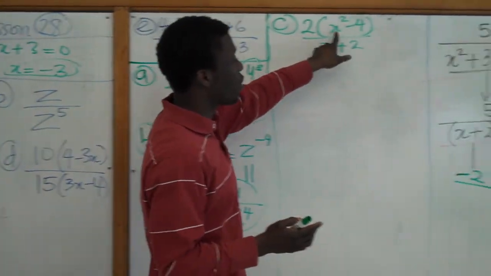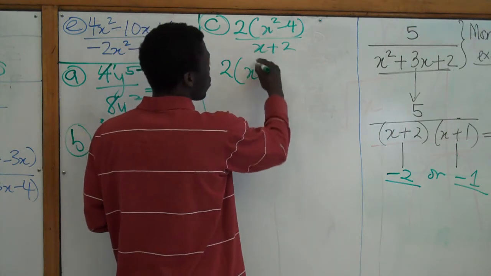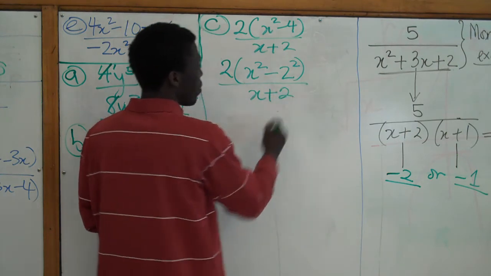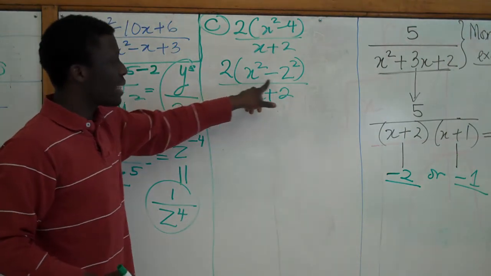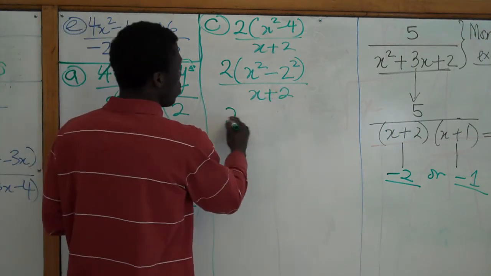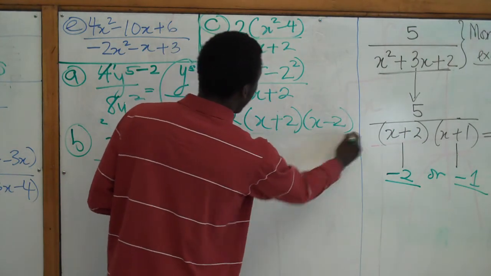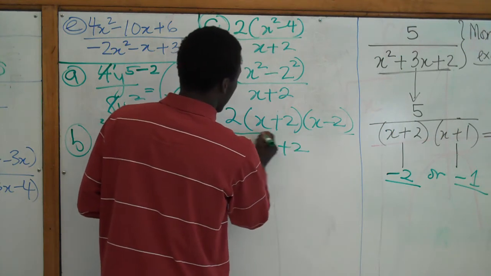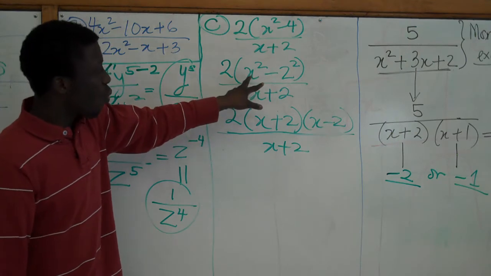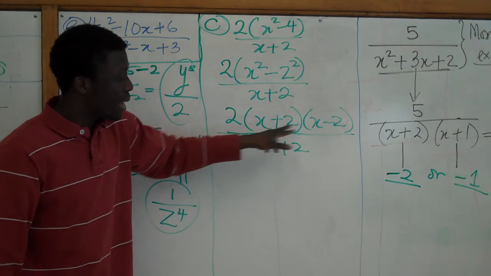So what you do here is, first of all, look at the difference of two squares. X squared minus 4. So that's 2 into x squared minus 2 squared divided by x plus 2. Right? And so that can be rewritten based on what you know about the difference of two squares as 2 into x plus 2 x minus 2 divided by x plus 2. Again, the difference of two squares simply allows us to write out the first power of the first term, the first power of the second term, and so on and so forth.